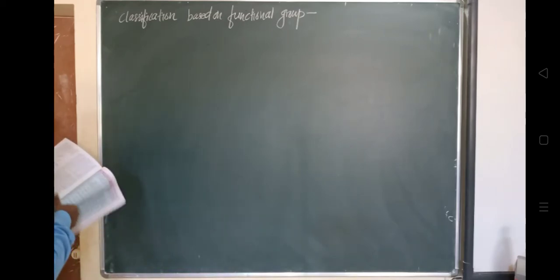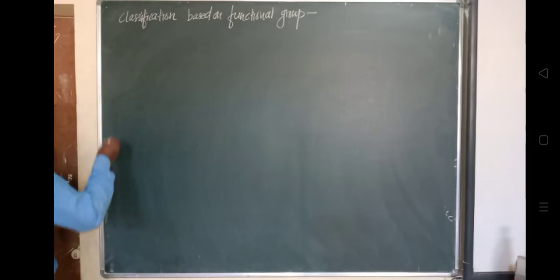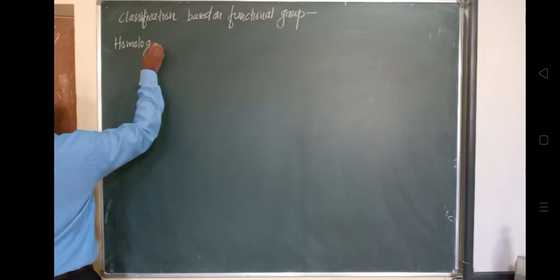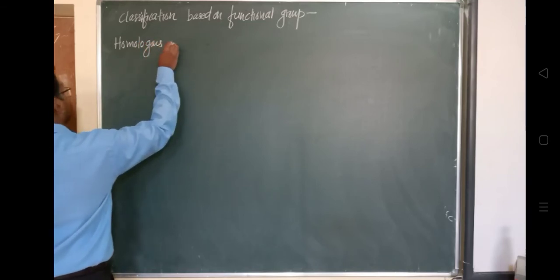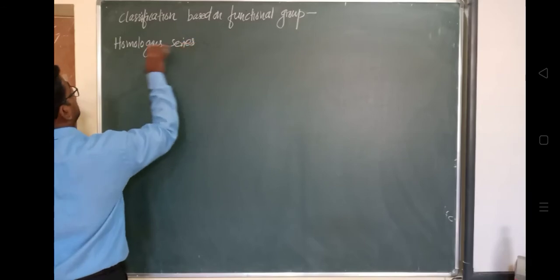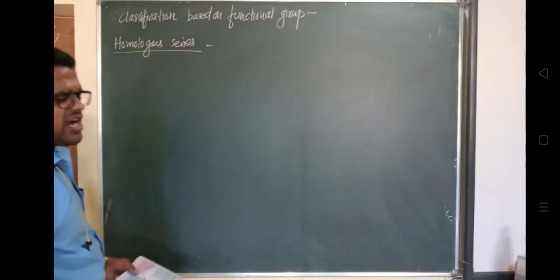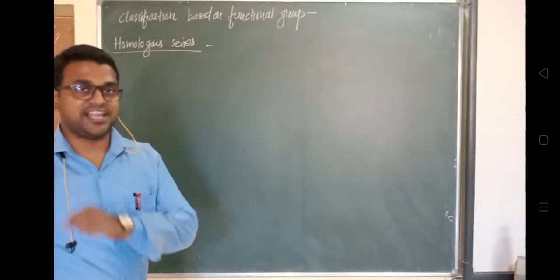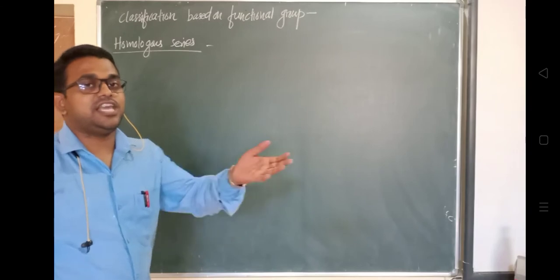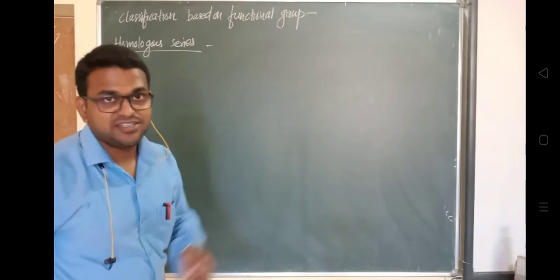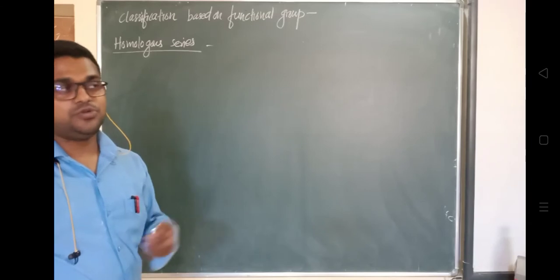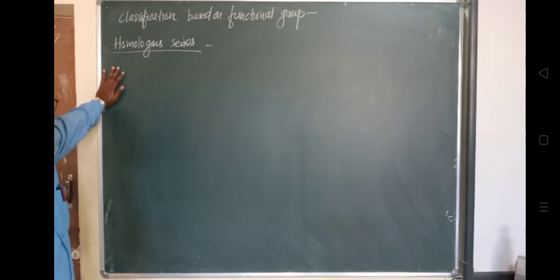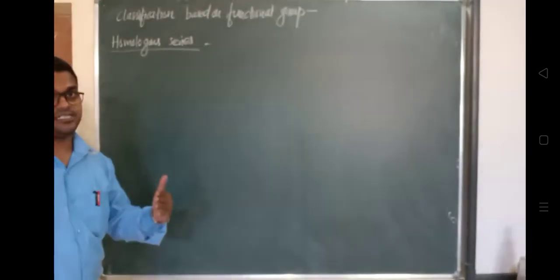Then we will talk about homologous series. What is the meaning of homologous? Maybe you have studied this word. We wrote in 10th standard alkane, alkene, and alkyne: methane, ethane, propene, butene, butane, like this. It is a homologous series, which has some difference. There is always some constant difference.